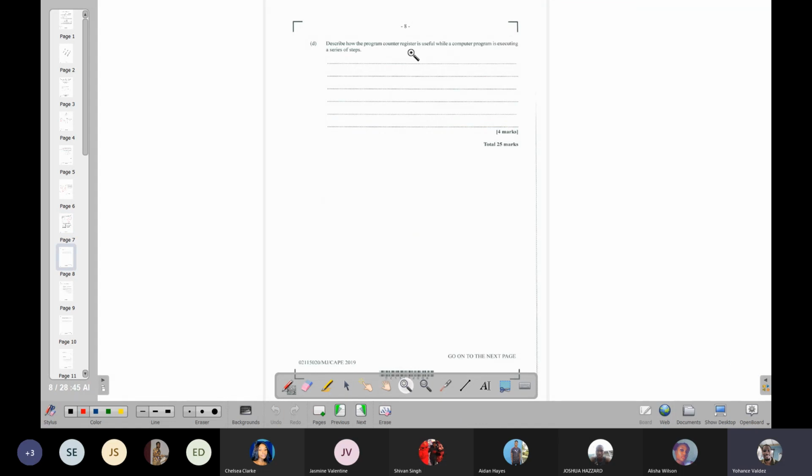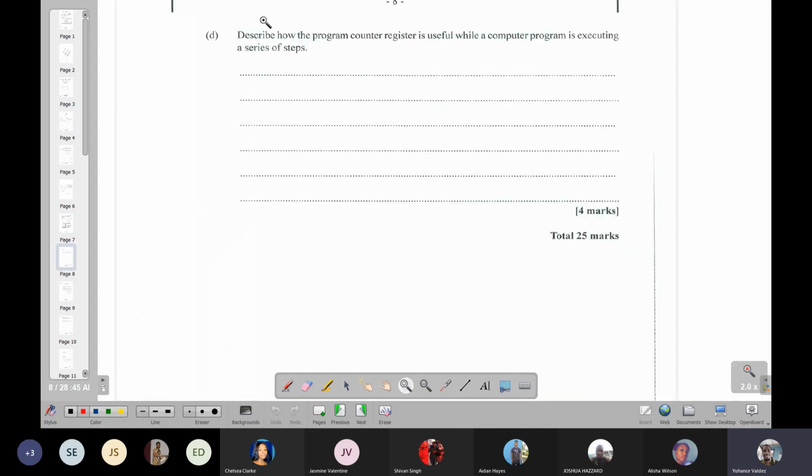All right. And then, describe how the program counter register is useful while a computer is executing a series of steps. What is the program counter? What is the program counter register for? Anybody? All right.